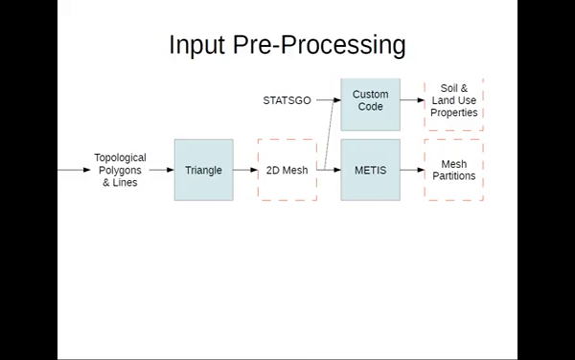And then forcing inputs. There's not enough data to drive this model in instrumental records, so we're going to use WRF to force the model with radiation, meteorology, and precipitation inputs.